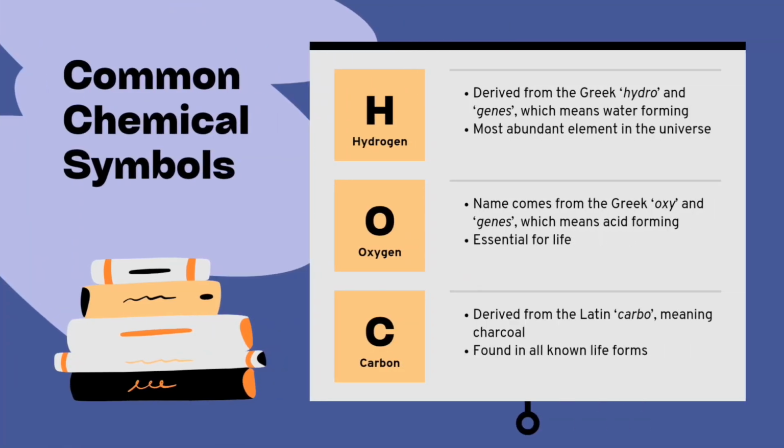Now we would learn about some common chemical symbols. Hydrogen, derived from the Greek word hydro, is the most abundant element in the universe. Oxygen comes from the Greek word oxy, and it is essential for life. And carbon, derived from the Latin carbo, is found in all life forms.